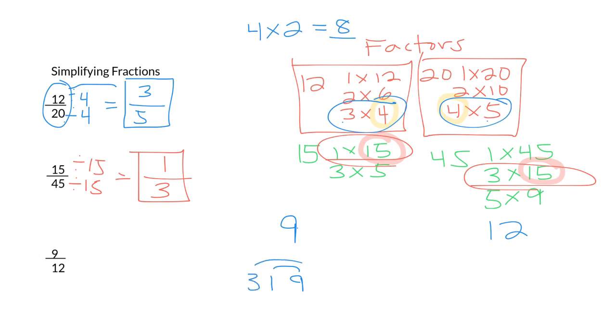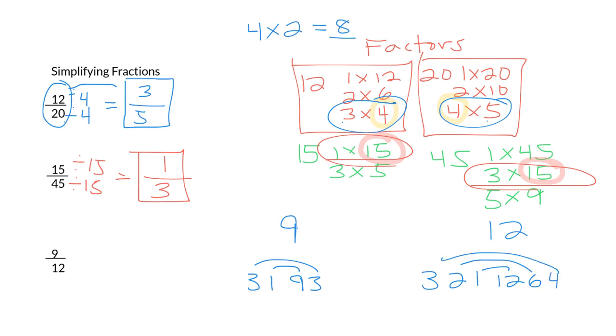3 times 3. 4 times anything? 5 times anything? Nope, that's it. So the factors of 9 are 1, 3, and 9. That's it. Okay, and we're going to do the same thing with 12. 1 times 12. 2 times 6. 3 times 4. And that is it.